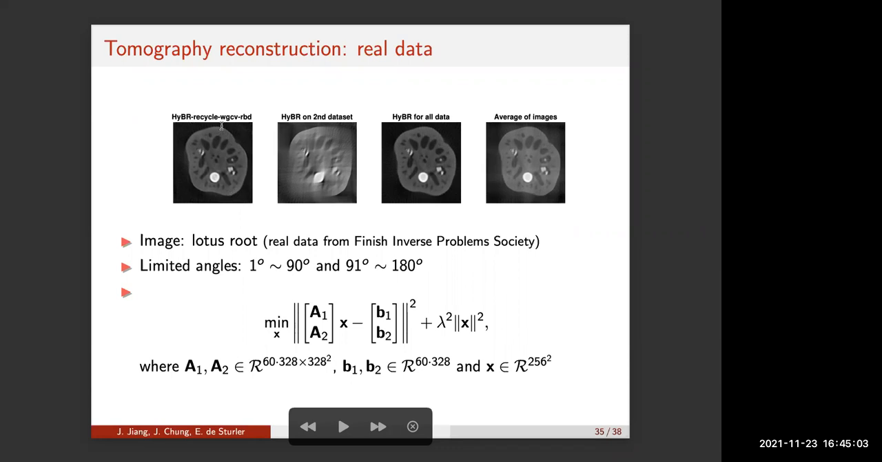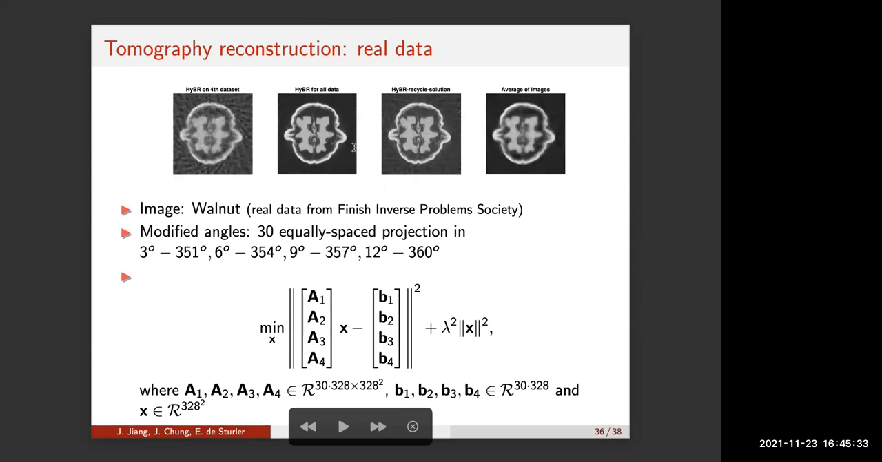But we can see the hybrid recycle method can be applied to practical problems. We can see these two reconstructions are very similar. But for the average image, the shadows also affect the details of the image. And if we only use the second data set, we can get only half of the lattice root. The second real data is based on a walnut.